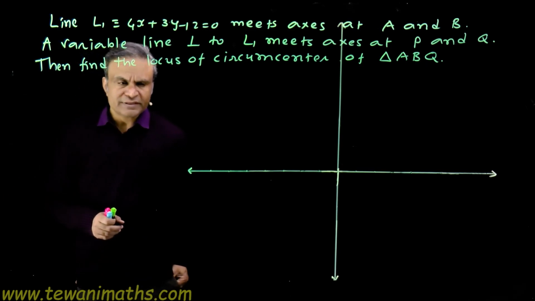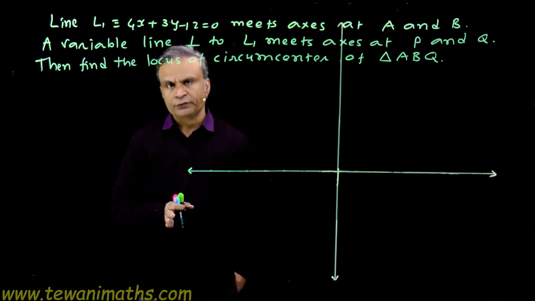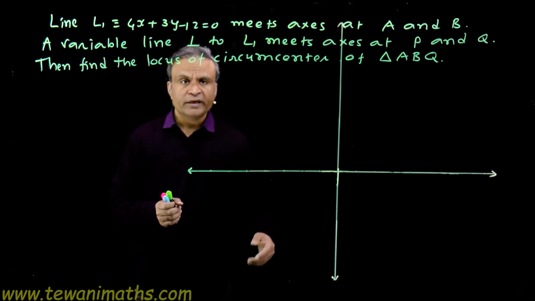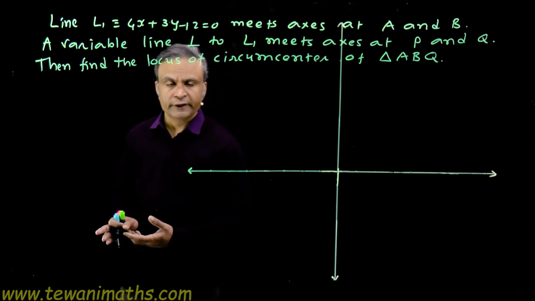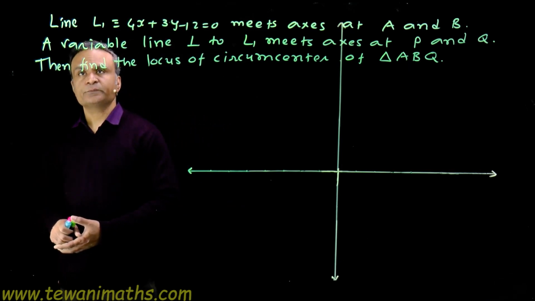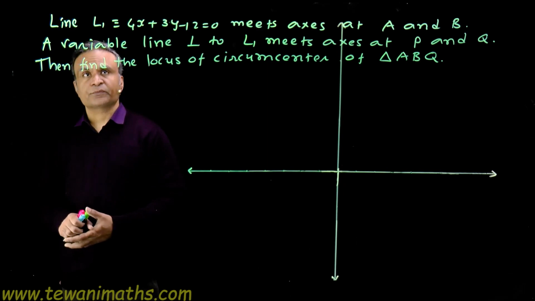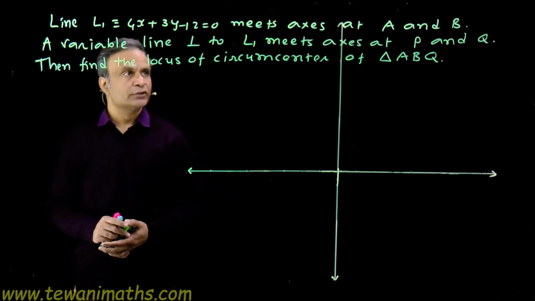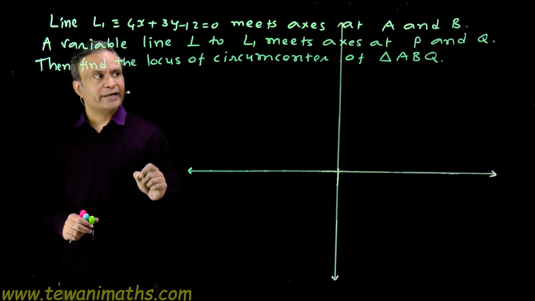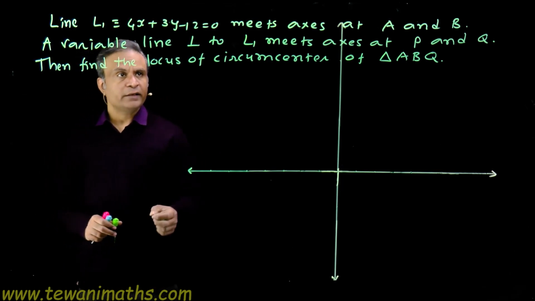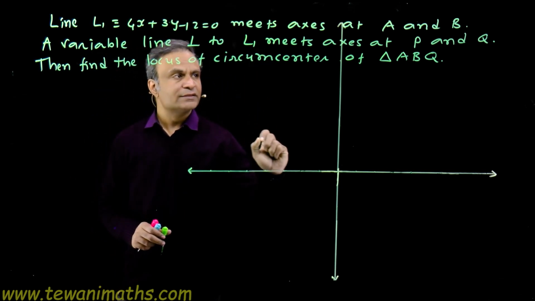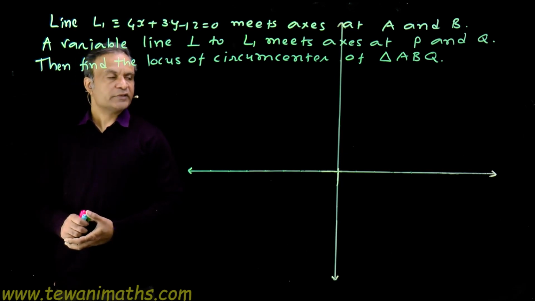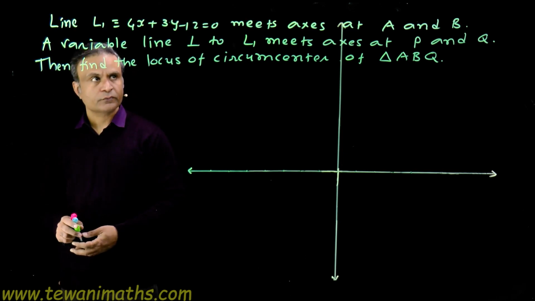Okay, now we have some questions based on locus of centers of triangle like centroid, incenter, circumcenter, orthocenter. We have done many questions in previous videos. Okay, we have some more questions here. Let's see this question. Line L1 having equation 4x plus 3y minus 12 is equal to 0 meets axis at points A and B. Now variable line perpendicular to L1 meets axis at points P and Q. Then find the locus of circumcenter of triangle ABQ.